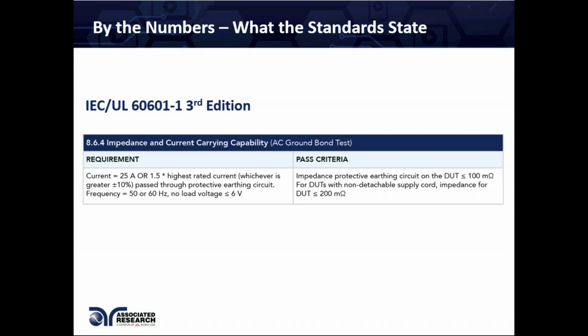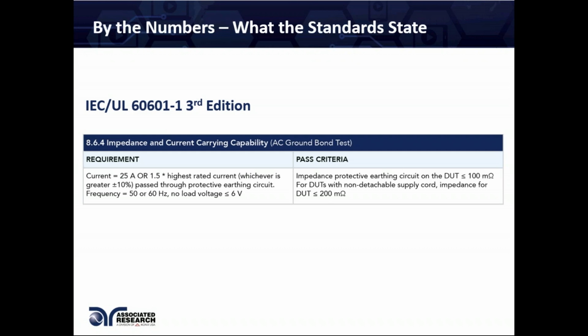And then for the pass criteria, impedance of protective earthing circuit on the DUT should be less than or equal to 100 milliohms. And for DUTs, or devices under test, with non-detachable supply cord, impedance should be less than or equal to 200 milliohms. So here are our two numbers for our high limits for two different types of products.